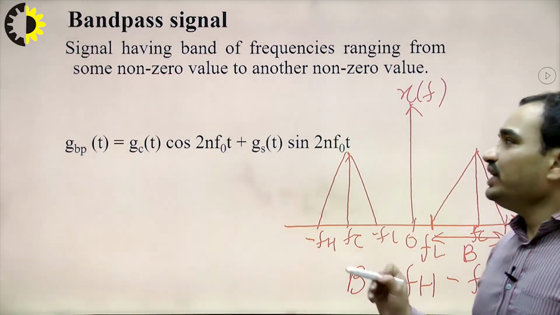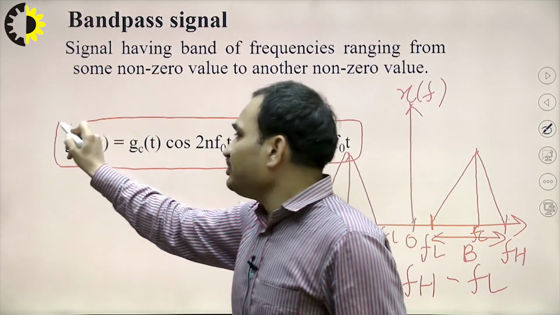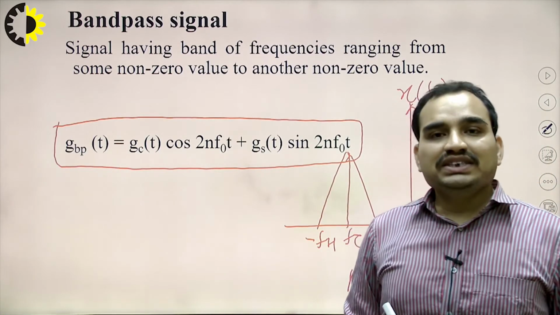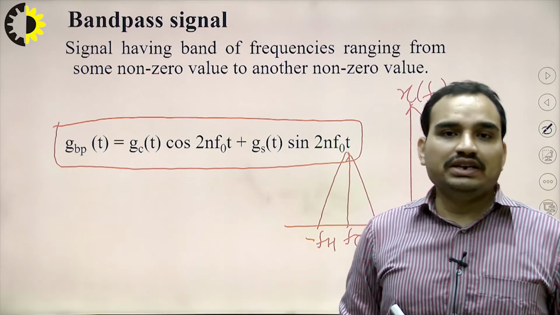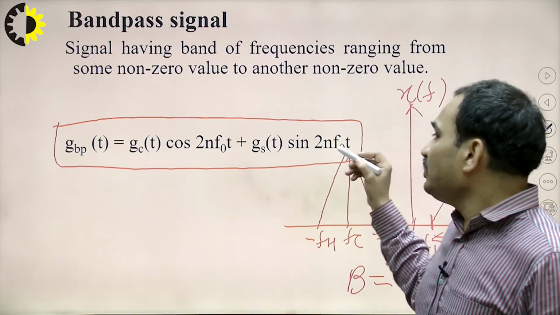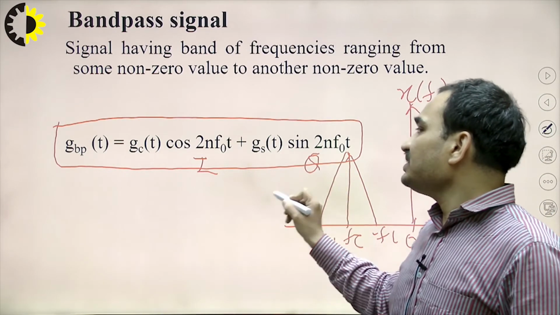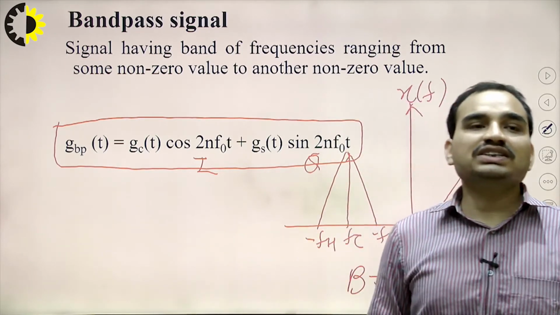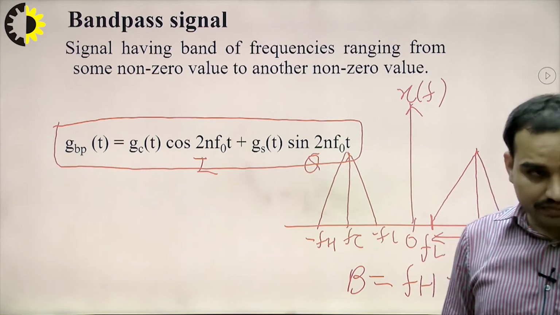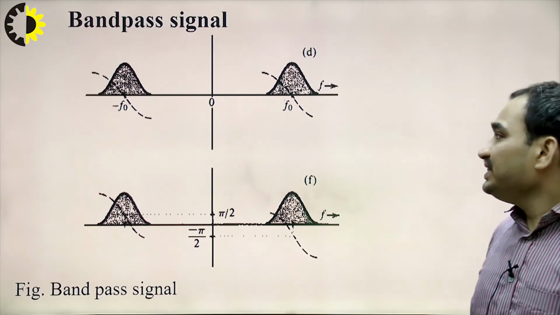Now the most canonical form of the band pass signal is given by this expression. Similar types of expressions we can see in modulation, such as AM, FM or phase modulation. In this you will find the in-phase and the quadrature phase signals. When you have both these signals, they can be represented in the form of a band pass signal. So the band pass signal can be represented in these two forms.